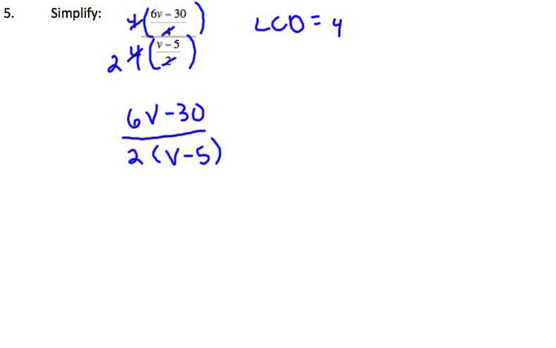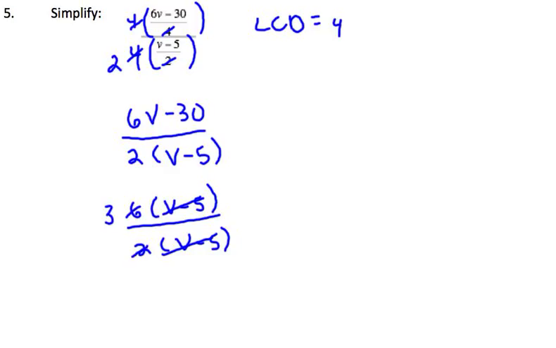Okay, I need to factor my numerator. I have a common 6, so that gives me v minus 5 over 2 times v minus 5, which of course I have like factors. The v minus 5's divide out. 2 divides into 6 3 times, and my final answer is 3.